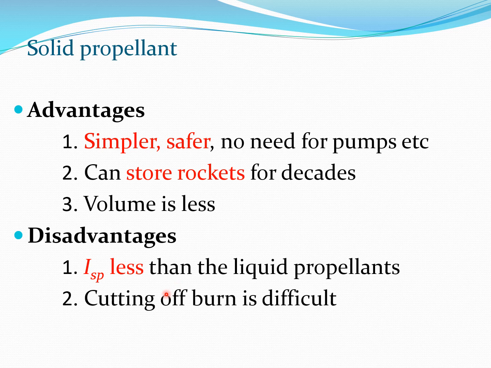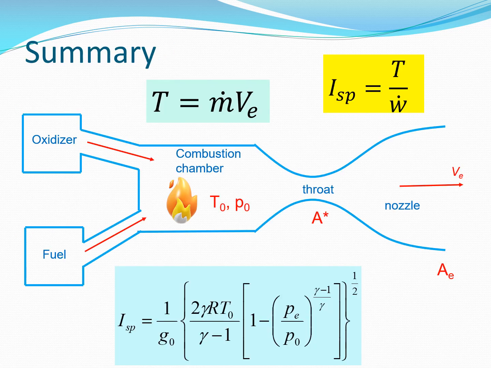But the disadvantage is that the specific impulse is less than liquid propellants, and cutting off burn once you have started it is difficult. So once you ignite a rocket, in this case a solid propellant rocket, it's simply going to go on burning. So that's something to keep in mind.